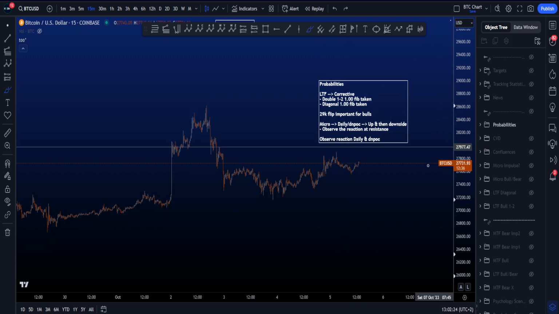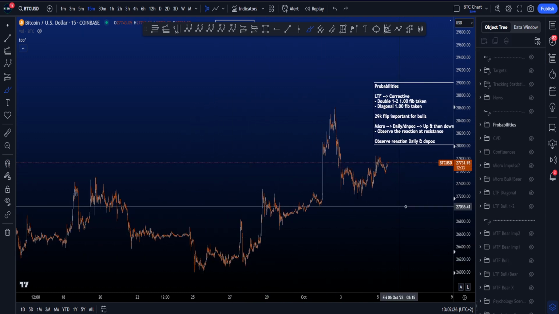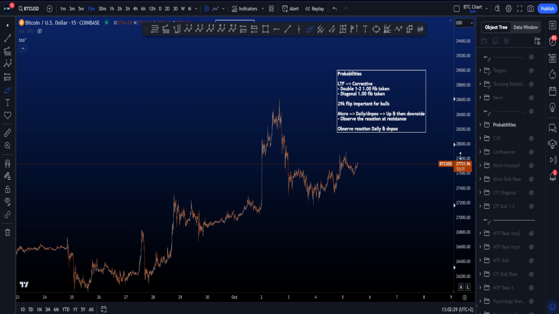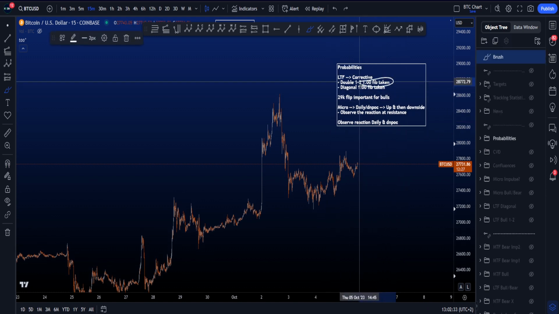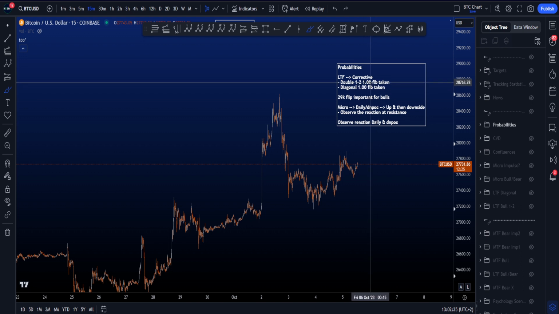So currently at the moment, also based on the previous video and what I showed you, the corrective structures have a higher probability. The double 1-2, well, the one dot, like the Fibonacci, got taken, right? The trend-based fib extension 1, as well as with the diagonal.